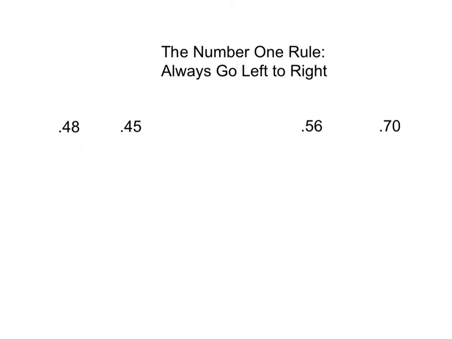Looking at the 2 numbers we have left, we need to decide, is this one bigger or is this one? Well, as we know, we always look back to our number 1 rule. Always go left to right. Looking at our 2 remaining numbers, we see that we have 0.45 and 0.48. Looking at our second number, we see that 5 is smaller than 8. The correct order would be 0.45, 0.48, 0.56, and 0.70. I hope you enjoyed working with decimals and learning how to put decimals from least to greatest.